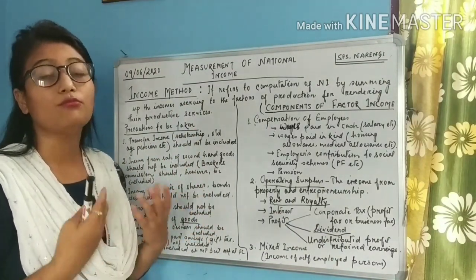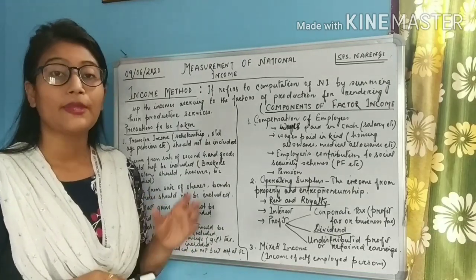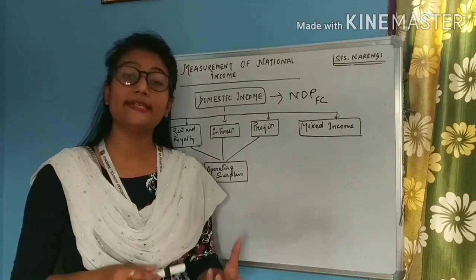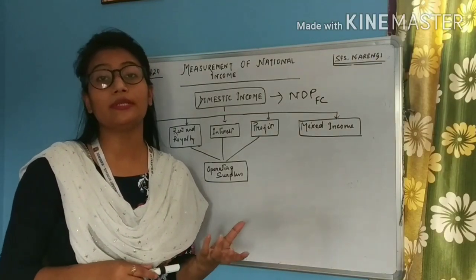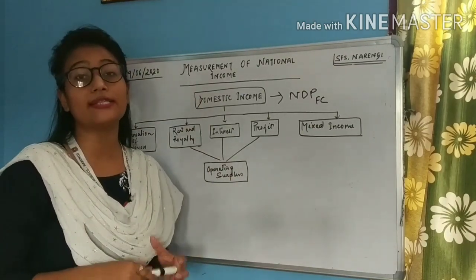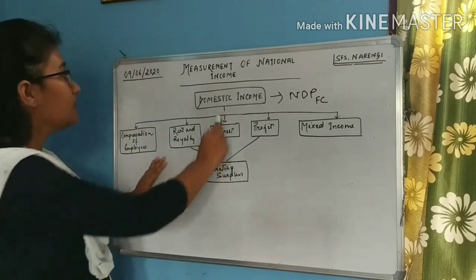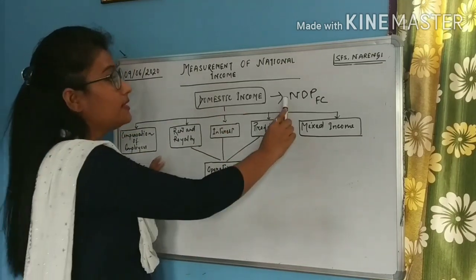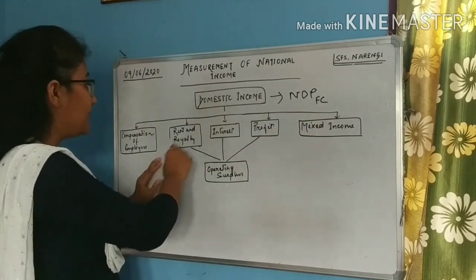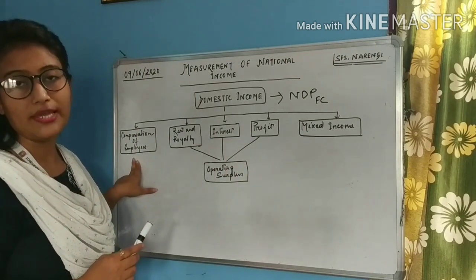Now let us move to the steps or the method of calculating national income. That is the income method. Students, one easy way to remember the components is by using a flow chart. A flow chart always gives us a visual impact of what is being learned. Okay. So students, the domestic income, that is the net domestic product at factor cost, can be derived by using these components, right? The first one is the compensation of the employees.